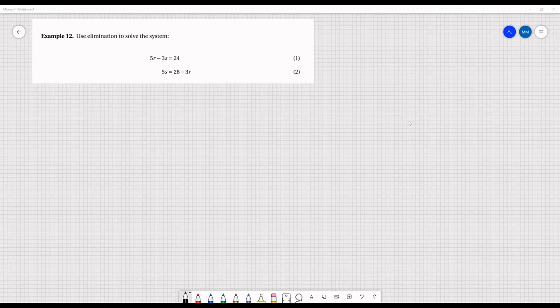Step one says write everything in standard form. It looks like equation 1 is already written in standard form, but equation 2 is not. Let's go ahead and fix that. So equation 1 doesn't need to be changed. It's just 5r minus 3s is equal to 24. Equation 2, well, we need to clean that up a little bit. Let's move this 3r to the other side by adding 3r. So I will add 3r. That gives me 3r plus 5s is equal to 28.